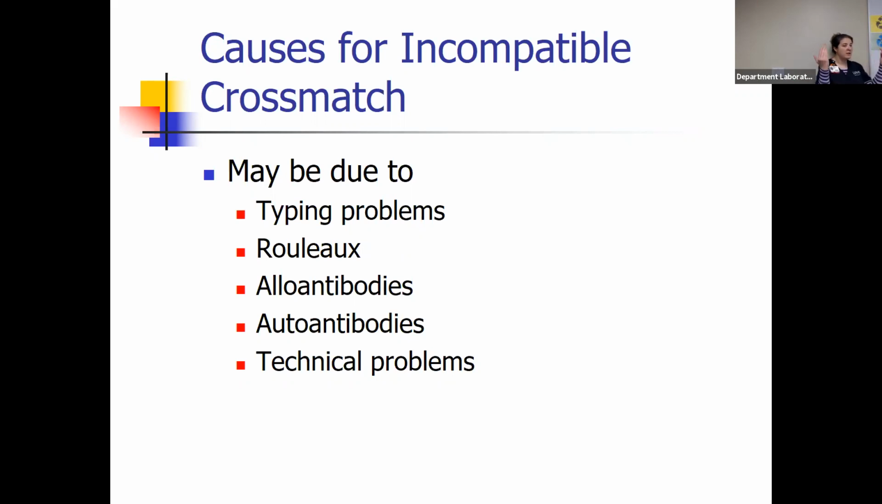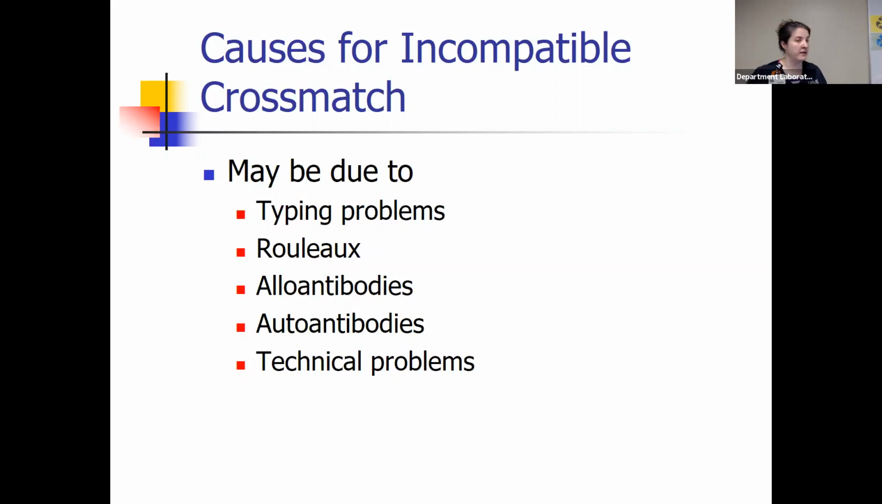So I want you guys to think about when it's incompatible, that means patient's antibody is reacting with your donor cells. That is a positive reaction. Positive reaction is incompatible. That means in vivo, your patient's antibody is going to attack those donor cells, okay? Alloantibodies. So if your patient has an alloantibody and you give them antigen positive blood, that will cause an incompatible cross-match, all right?